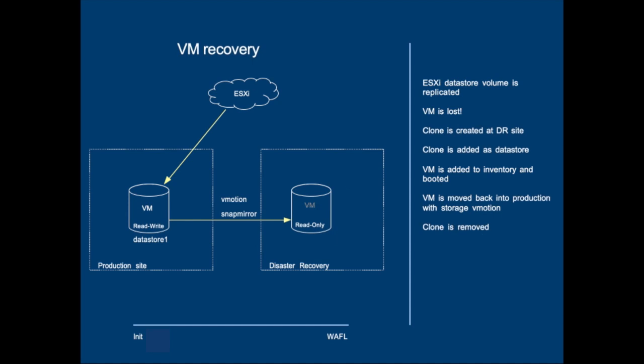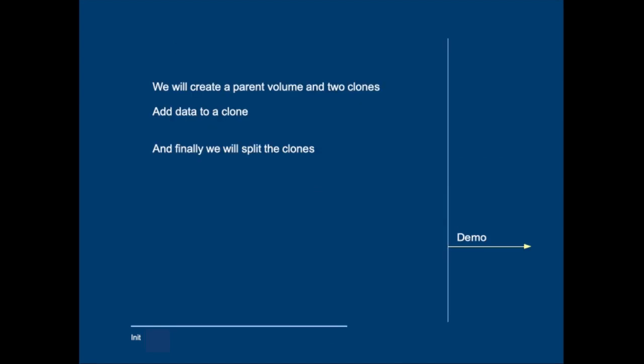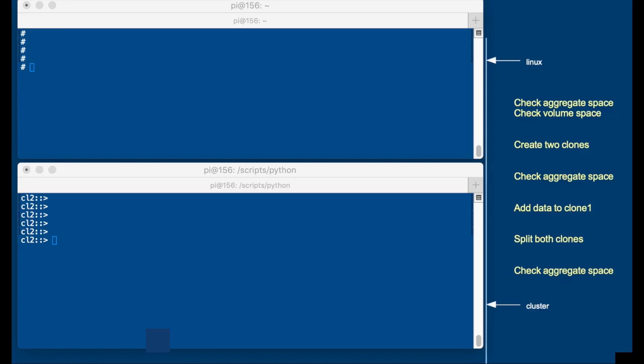So in the following demonstration, I will demonstrate the first use case, sharing blocks between multiple volumes, and then split the clones. So first we'll check the aggregate space, then we will check the volume space of an existing volume, then we will create 2 clones of that volume. We check the aggregate space again, then we add data to one of the clones, and we will split both clones and see what that does to the aggregate space. Now let's start.